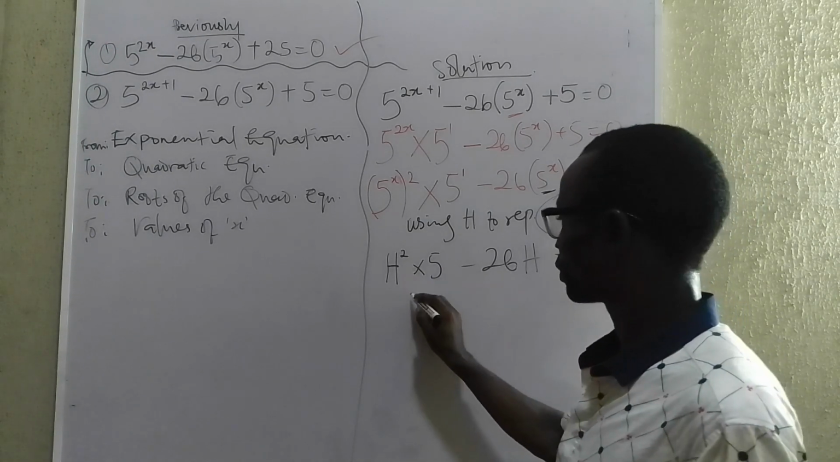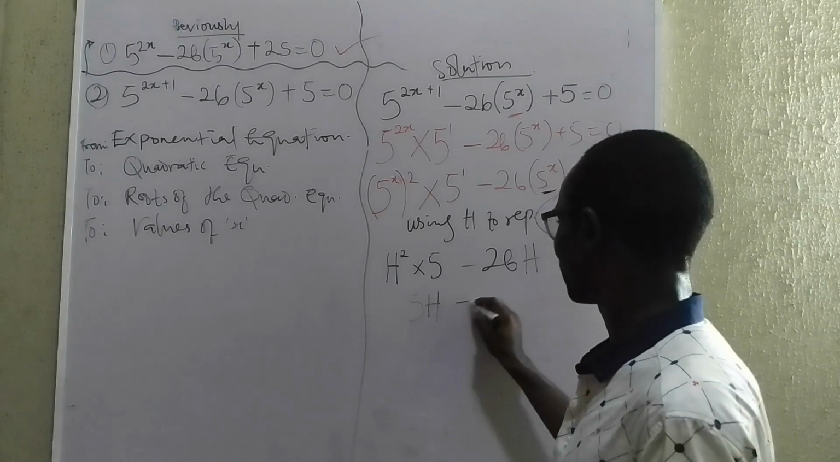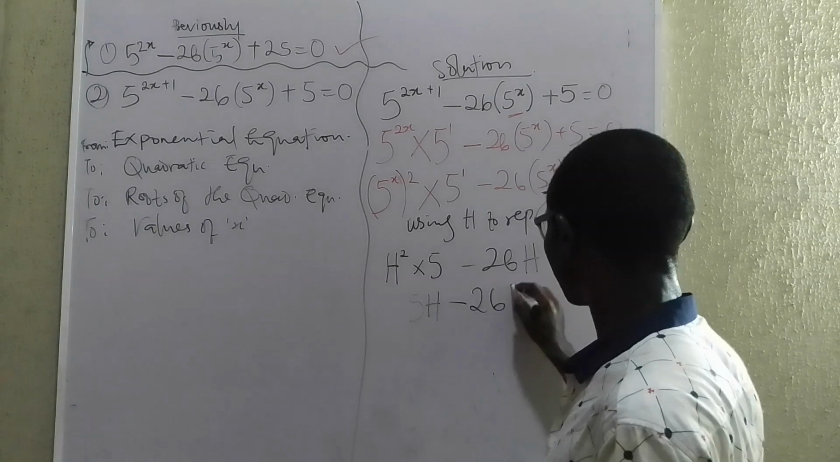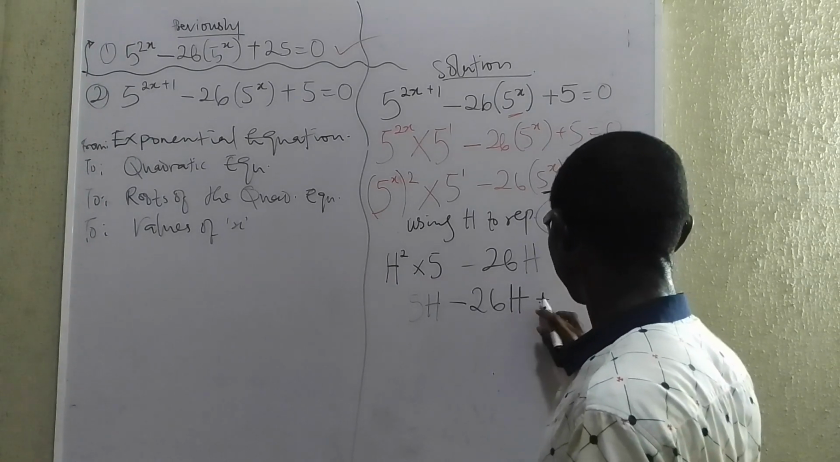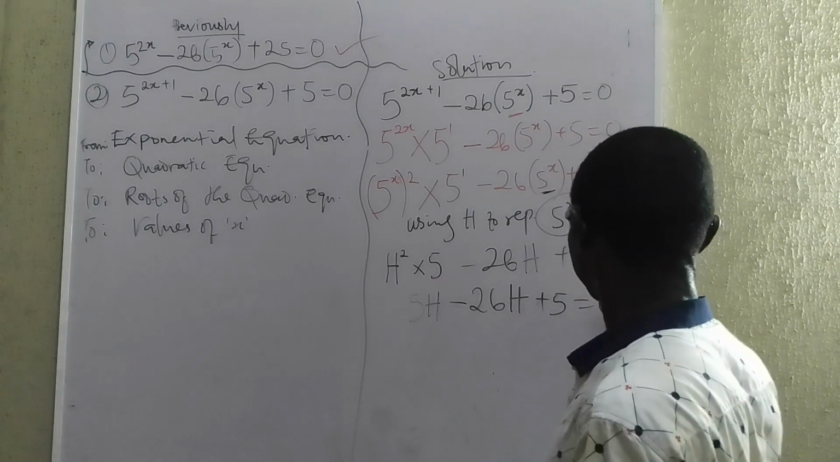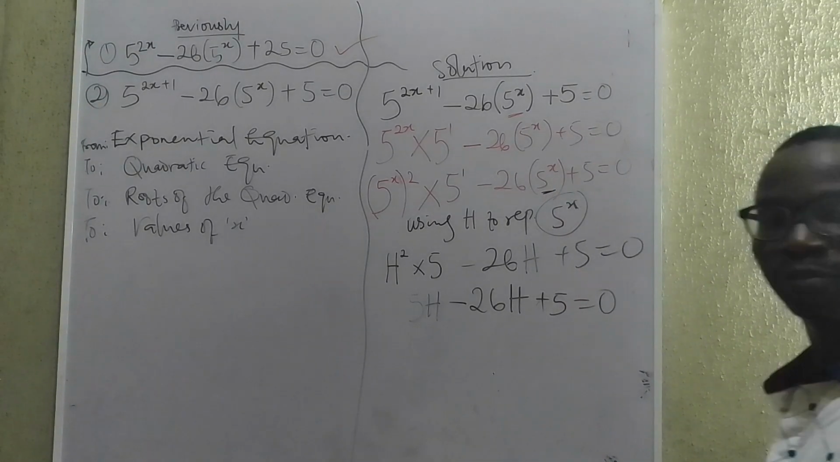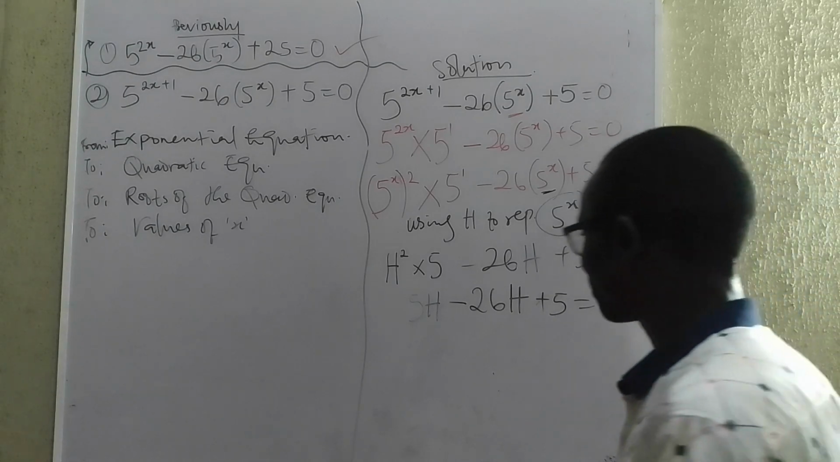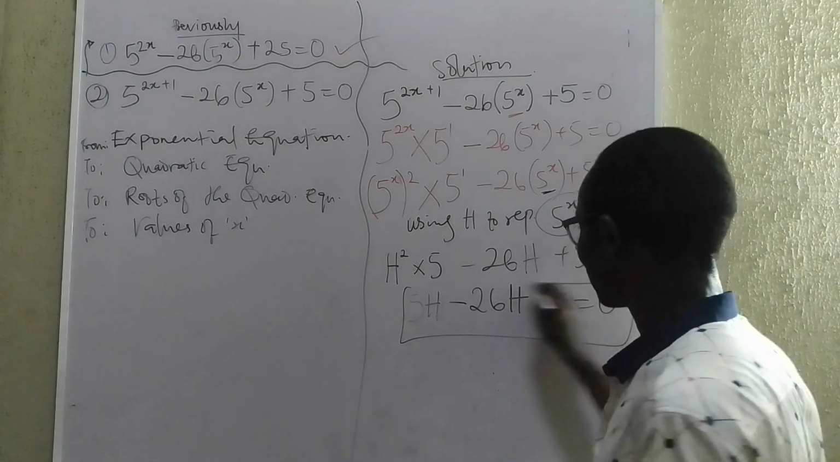5 times h squared is what? 5h squared, minus 26h, plus 5 equals 0. Let's look at it properly. It looks like a quadratic equation. This is what we're going to start today. So we've got the quadratic equation.